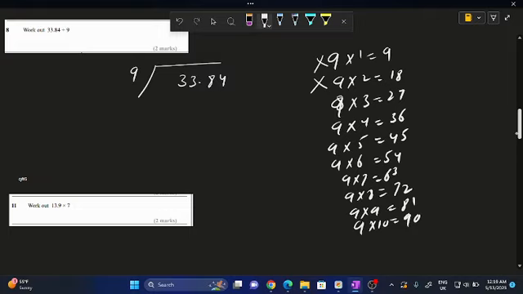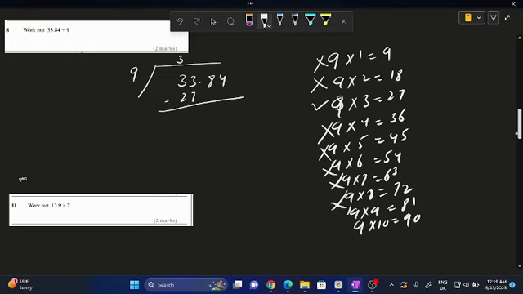I cannot choose 36. Why? Because that is close to 33 but it is bigger than 33. So I cannot choose the remaining one. So my best choice will be 9 times 3 is 27. I just make 3 over here. 27 would be at the bottom.